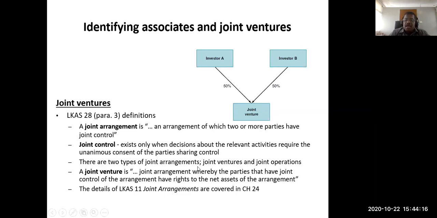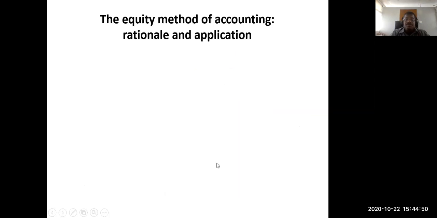There are two types of joint arrangement: one is the joint venture and the other is joint operations. We will be discussing joint operations in our final lecture. A joint venture is a joint arrangement whereby the parties that have joint control of the arrangement have rights to the net assets of the arrangement. Here, if it's a joint venture, the investor has rights to the net assets of the arrangement.